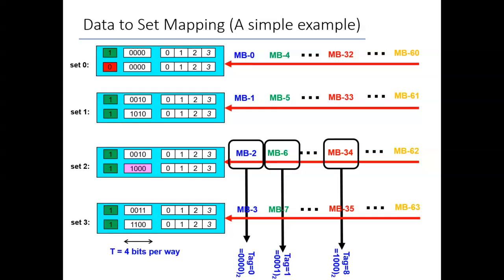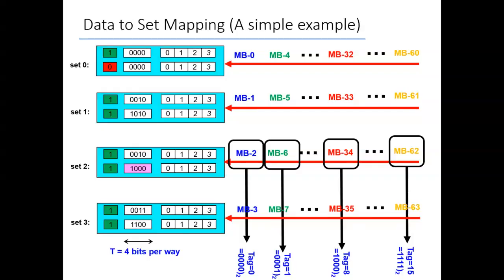Using the same thing, what will be the tag for MB34? The tag for MB34 is 1000. And what will be the tag for the last block, MB62? Can anyone tell me, please? It will be 1111, and this is tag 15.